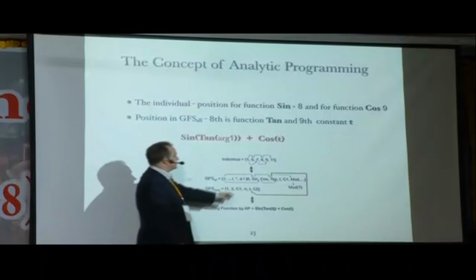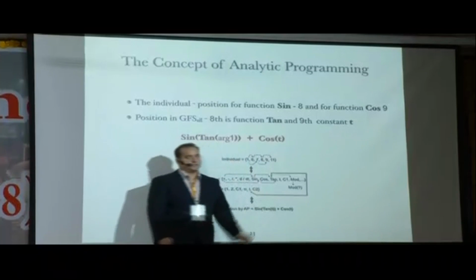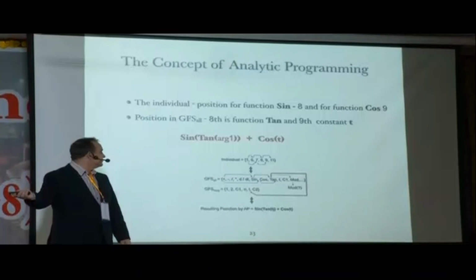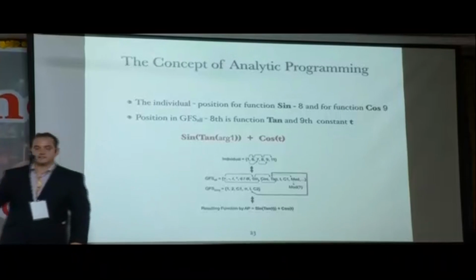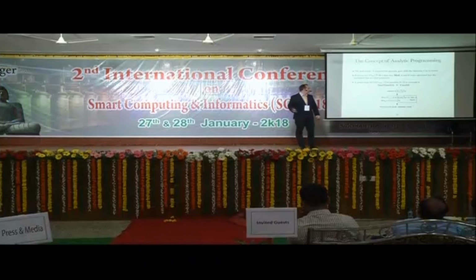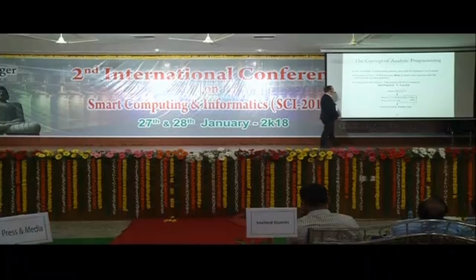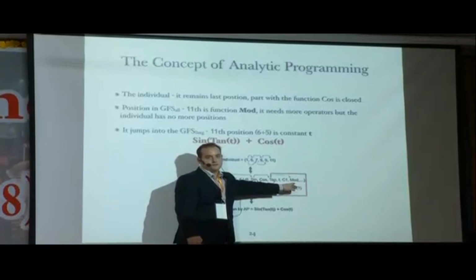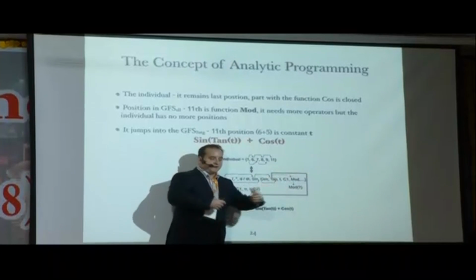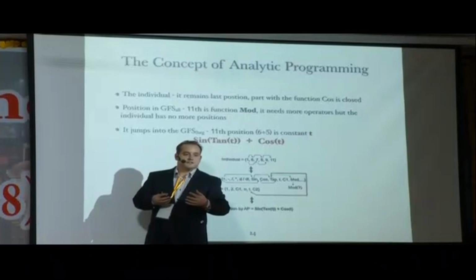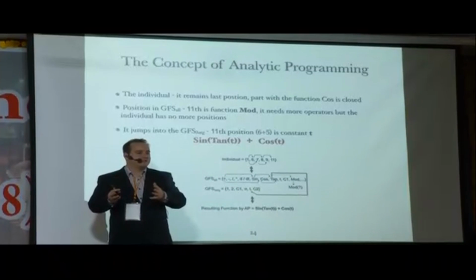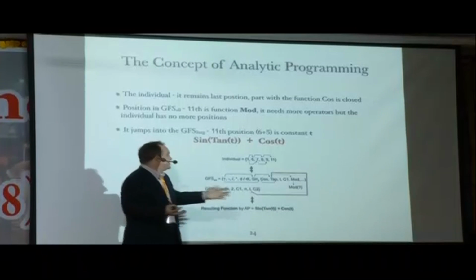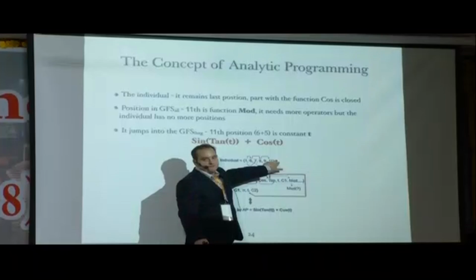But the thing is that we have the last available position in the individual. So we have to be very careful about this. And here, for example, there was 11, but 11 is pointing to the function module, mod. But function mod needs 2 arguments. We need what is divided by what. But we don't have another 2 positions free here.